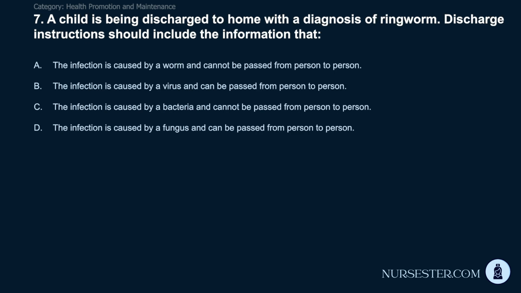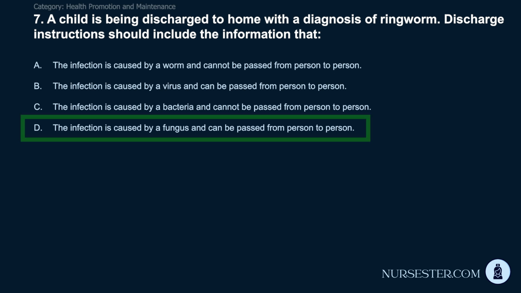7. A child is being discharged to home with a diagnosis of ringworm. Discharge instructions should include the information that: A. The infection is caused by a worm and cannot be passed from person to person. B. The infection is caused by a virus and can be passed from person to person. C. The infection is caused by a bacteria and cannot be passed from person to person. D. The infection is caused by a fungus and can be passed from person to person. Correct answer: D. The infection is caused by a fungus and can be passed from person to person.